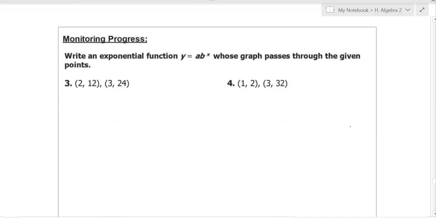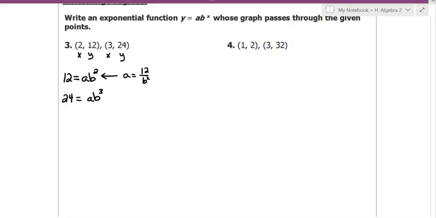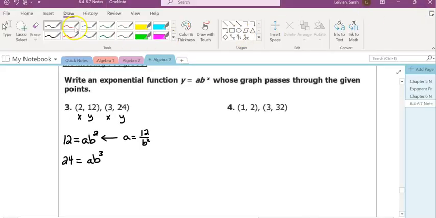All right, let's go try another one of those. Okay, so looking at this, we're going to start with the first point and write an equation. So we have 12 equals ab to the power of 2. And then from the second point, go ahead and write an equation. So it's 24 equals ab to the power of 3. Now, I always go with the one that has the smaller exponent on b, and I'm going to solve for a. So if I divide by b squared, I'm rearranging that equation, and I get a is 12 over b squared. Then I use substitution, and I substitute this a value into the other equation right here.